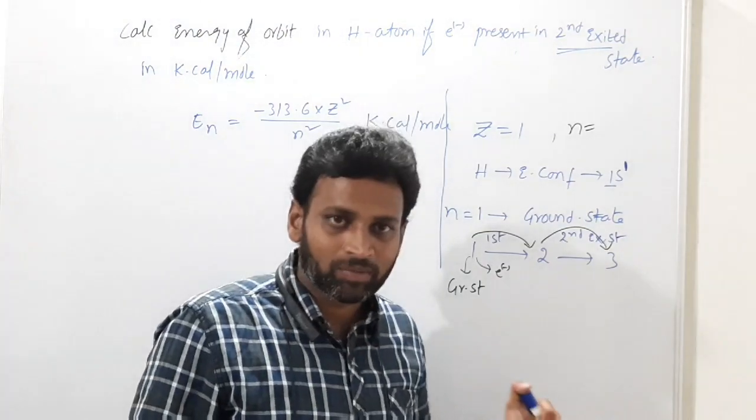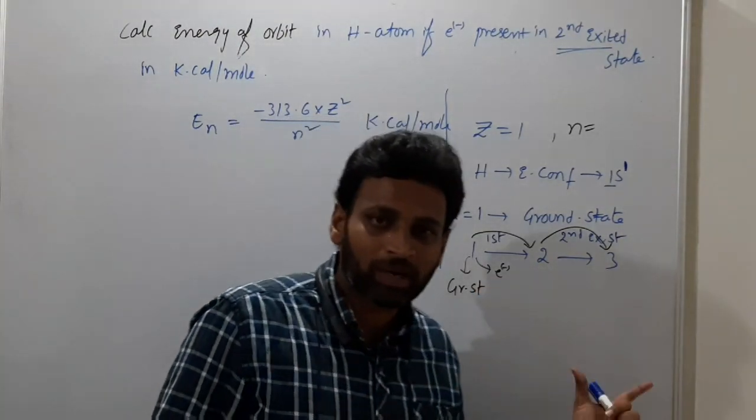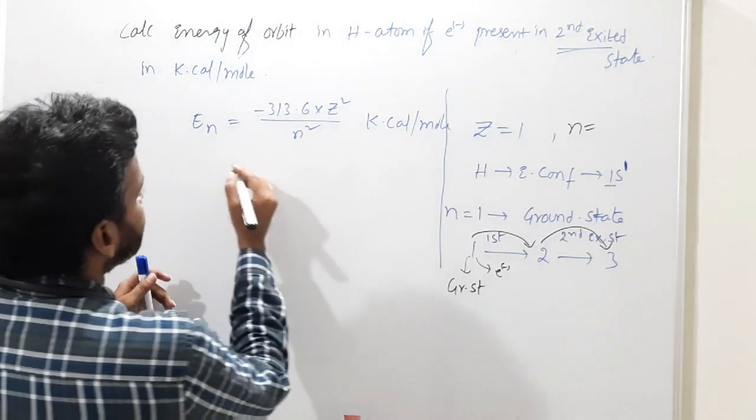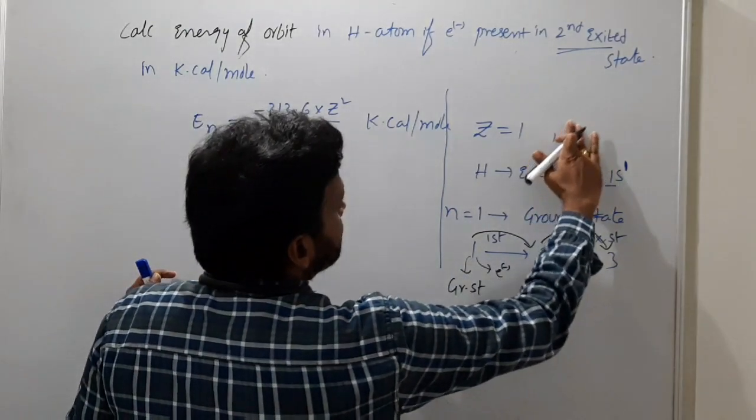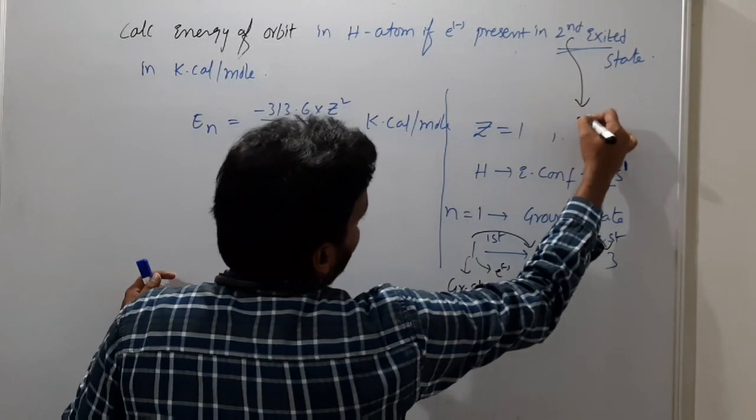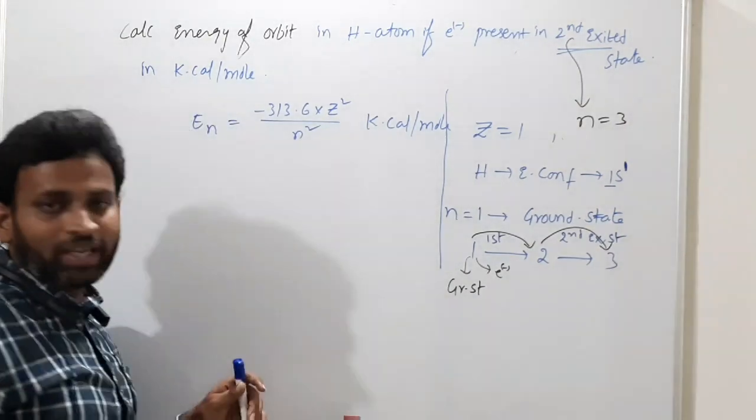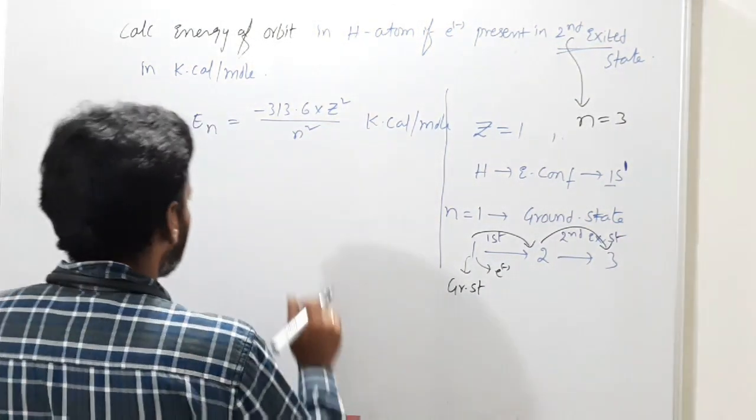You may have some confusion. That's why I am taking this much time. Don't feel bored. Now you have clarity. Second excited state means n is equal to 3 we have to consider.